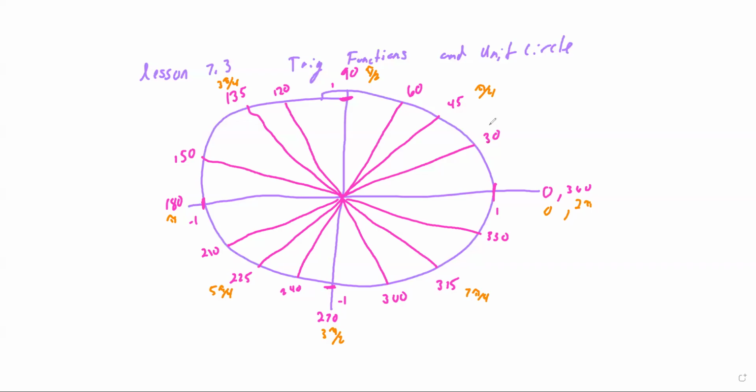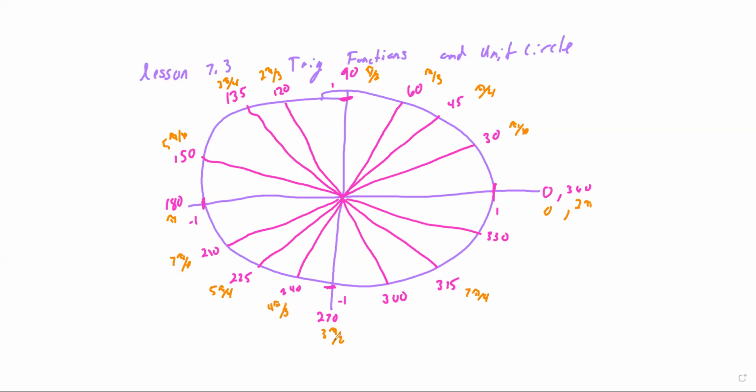We also learned in 7.1 that 30 degrees is the same thing as pi sixths. So if we keep this pattern going, this would be pi sixths. This would be 2 pi sixths, which is pi thirds. And then this would be 3 pi sixths, which is pi halves. This would then be 4 pi sixths, which is 2 pi thirds. This would then be 5 pi sixths. This would be 6 pi sixths, which is just pi. This would then be 7 pi sixths. This would then be 8 pi sixths, which is 4 pi thirds.